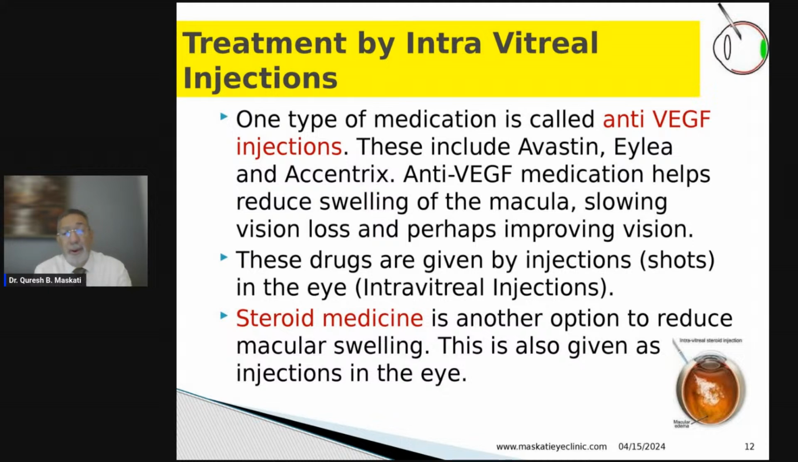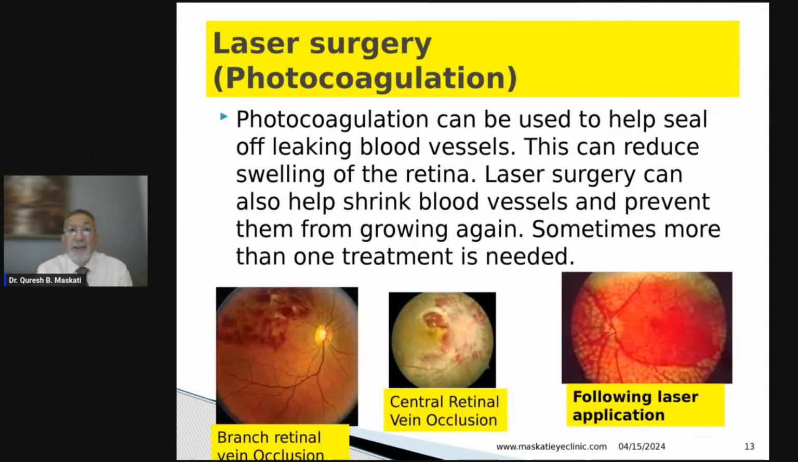We may have to give them repeatedly, once a month or once in 2 months or 3 months, depending on the injection. If there's a lot of macular swelling, sometimes we give steroid injections also, which work like anti-VEGF as well. And the other option that we have is laser surgery or photocoagulation.